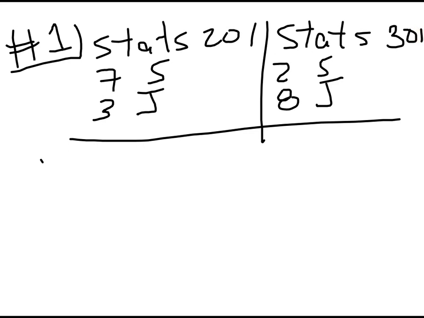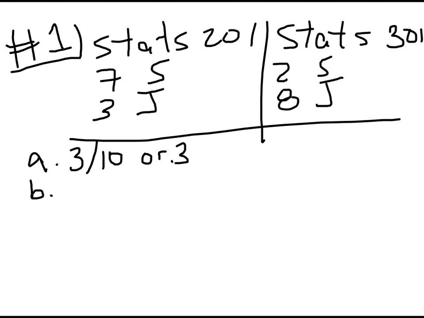Okay, so A. What is the probability of drawing a junior's name on the first draw? So we know that because this is the first draw, he's going to be selecting from the Stats 201 group. And in that Stats 201 group, there are 3 juniors. This means that the probability of selecting a junior on the first draw is 3 out of 10, or 0.3.